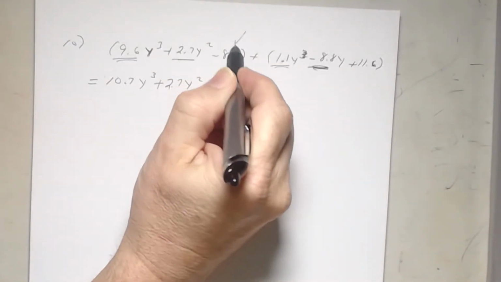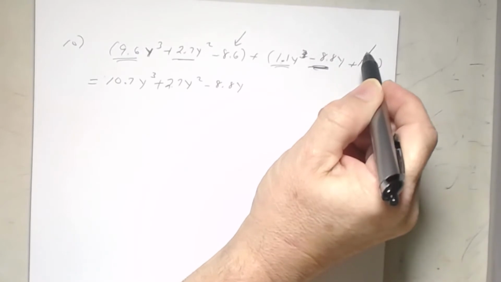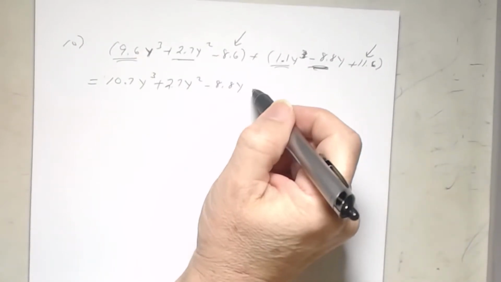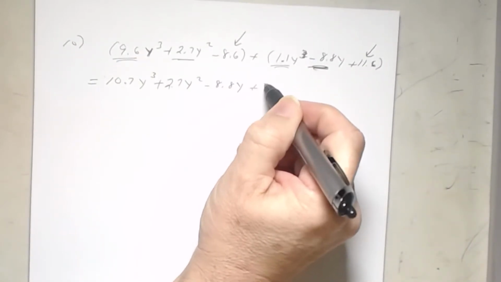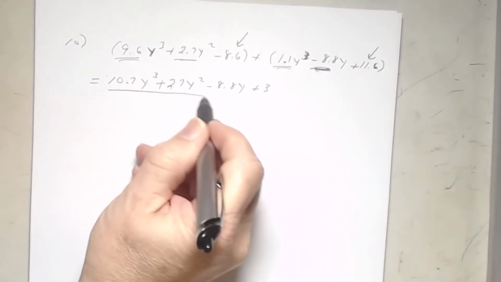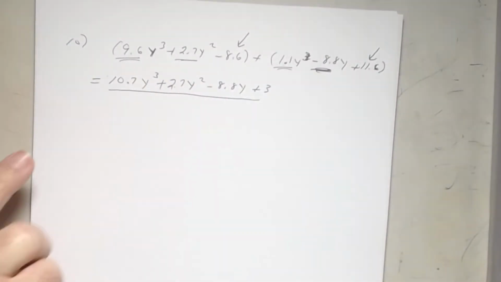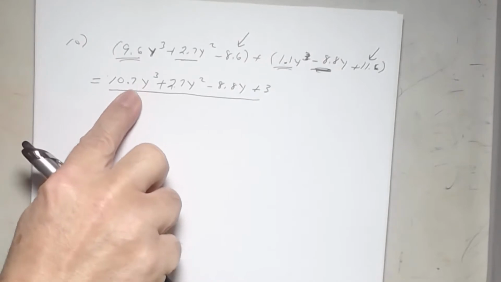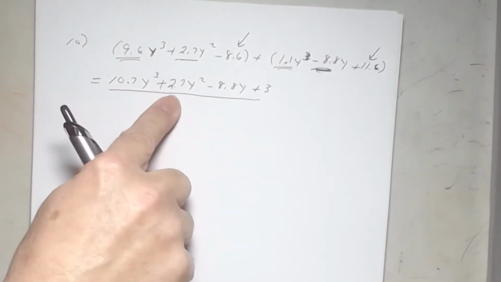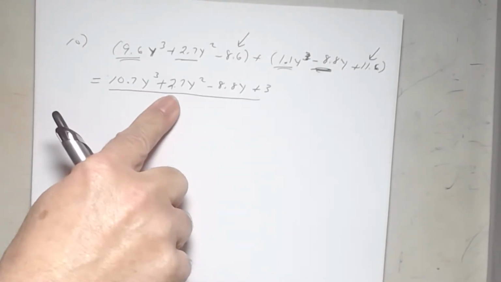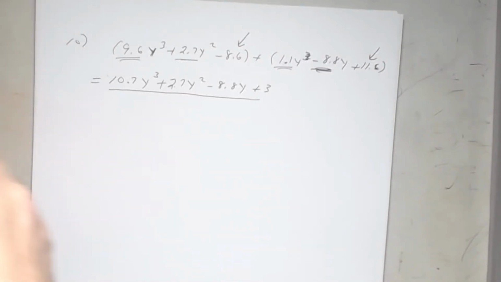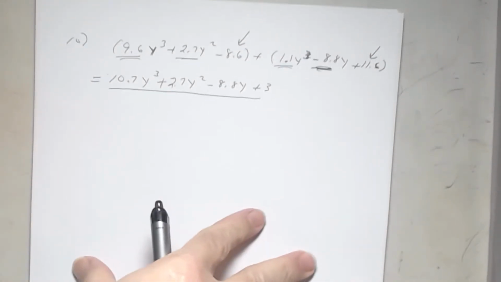And then the only thing left are your constants. On your calculator, what's a negative 8.6 plus 11.6? It's just 3. So it'll be plus 3? Yeah. So that's your answer. Now, none of these are alike, right? Because even though they have the same variables, what are the exponents? Different. So they're not like terms. They're different terms. They're unlike terms.